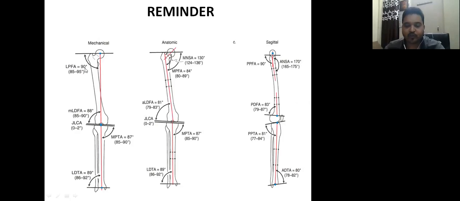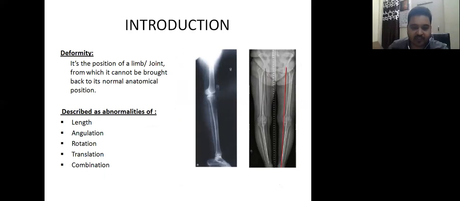Most of the deformity occurs in the coronal plane. So basically, better if we remember the coronal plane angles according to the mechanical axis. And just for completion's sake, in the sagittal plane, we have the posterior proximal femoral angle as 90 degrees, posterior distal femoral angle as 83 degrees, posterior proximal tibial angle as 81 degrees, and anterior distal tibial angle as 80. So this was just the reminder of what we have gone through the last time.